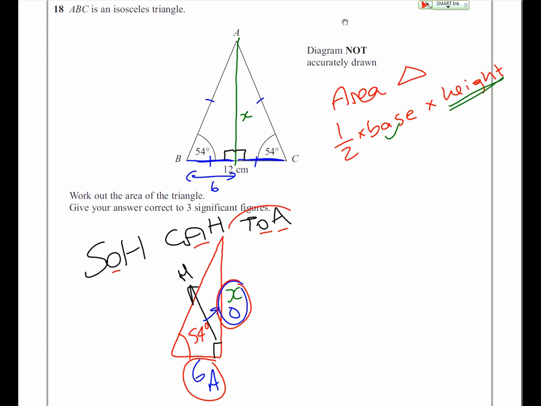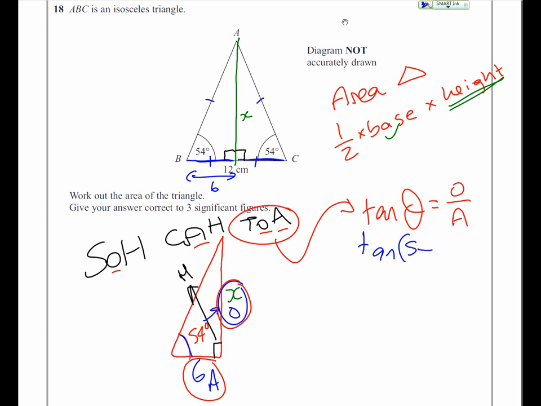So the formula we want is tan. This is an aid to help you remember the formula. The tan of an angle, that's theta, equals opposite over adjacent. That's the formula. So tan of our angle, which is 54, equals opposite, which is unknown, x, divided by our adjacent, which is 6. So if we want x, we've got x over 6, which times by 6. And I've just swapped that round, by the way. 6 times by tan of 54.